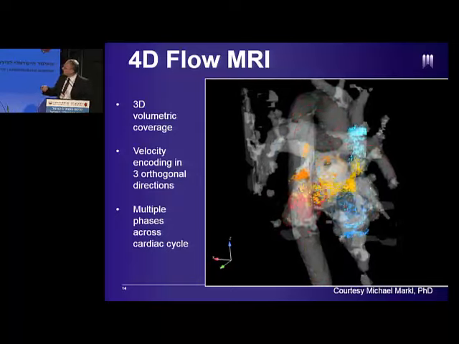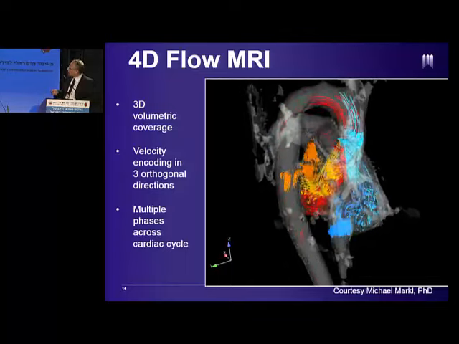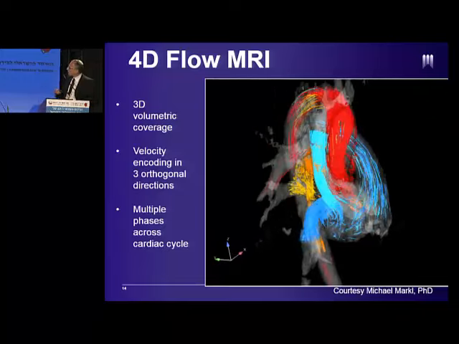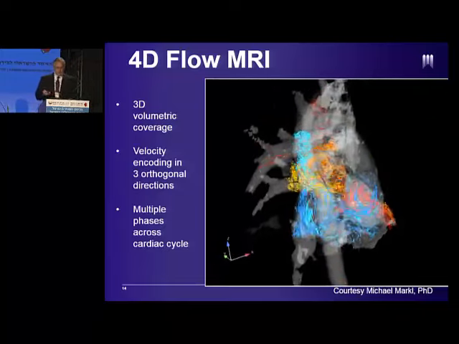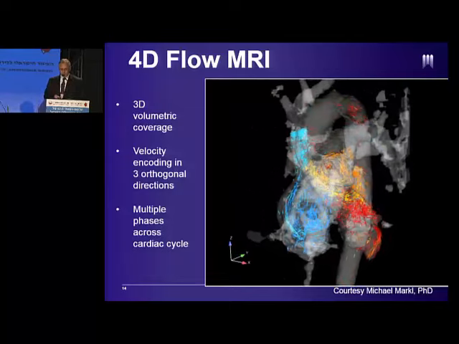And as you see in these beautiful pictures here, we can actually look at flow throughout the heart. So this is rotating around, and the color coding here is by velocity. So in the next couple slides, I'll sort of unpack for you how we do this and how we can apply this to the left atrium.